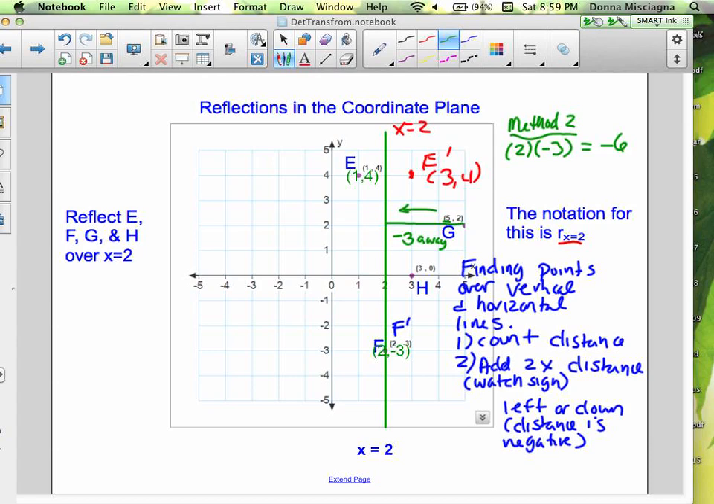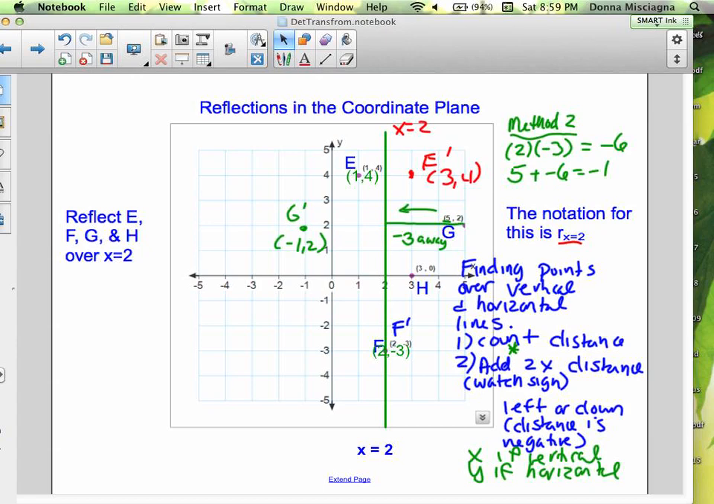For the add there, it's to the x if it's a vertical, and y if it's horizontal. All right, and so if we add 5 plus negative 6, that's negative 1. Right, so it's going to be over here, negative 1, 2. The other thing I could do is count. Right? So I'm at 5, 1, 2, 3 gets me to 2, and then 1, 2, 3 more gets me to negative 1.